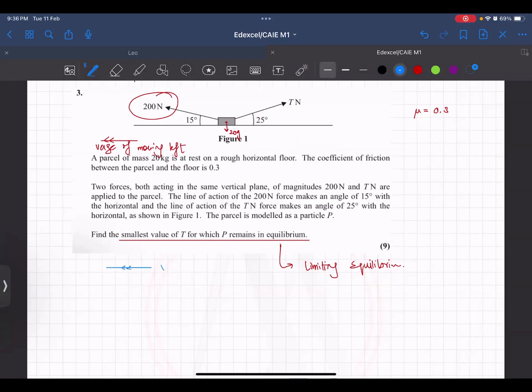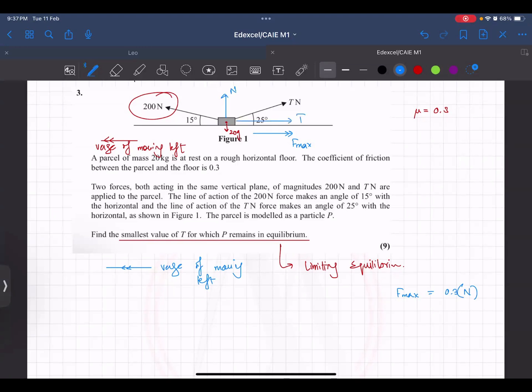So this is on the verge of moving left. So frictional force you applied on the right side, F max. Now for F max we need mu R. Mu is 0.3 and we need N. N is the normal contact force, which would be upwards, which we would need to find out. And for that, we have to break it down.